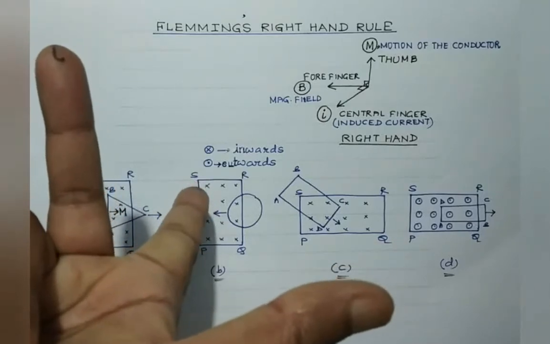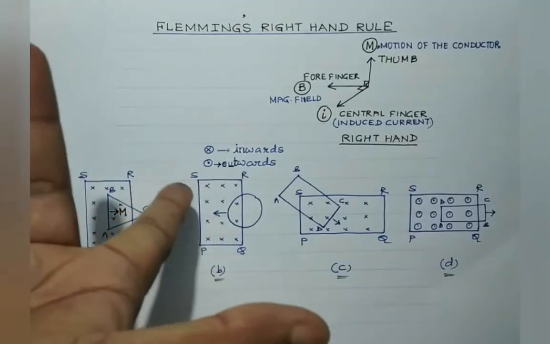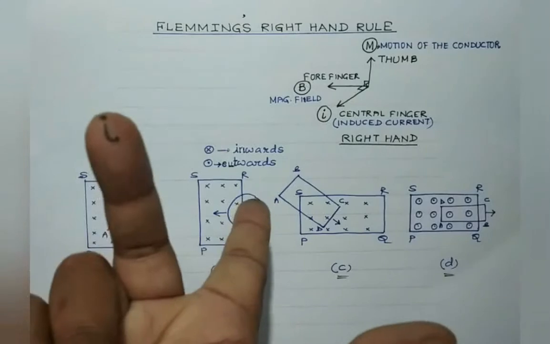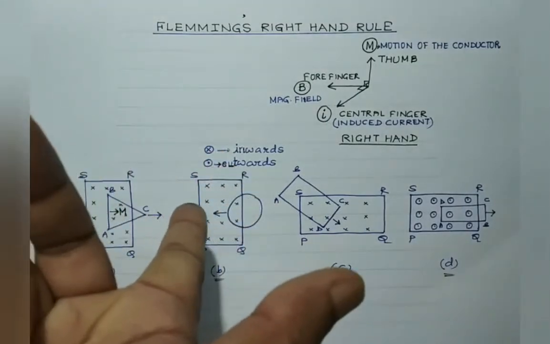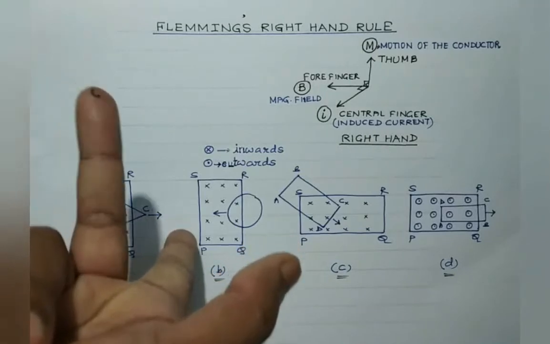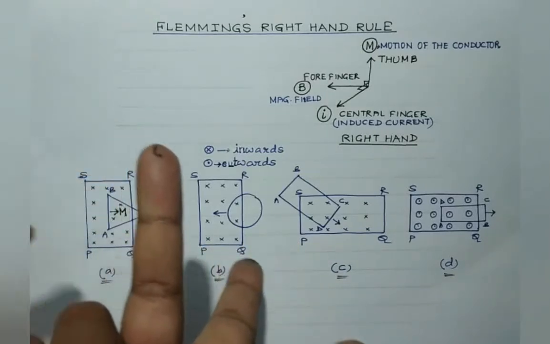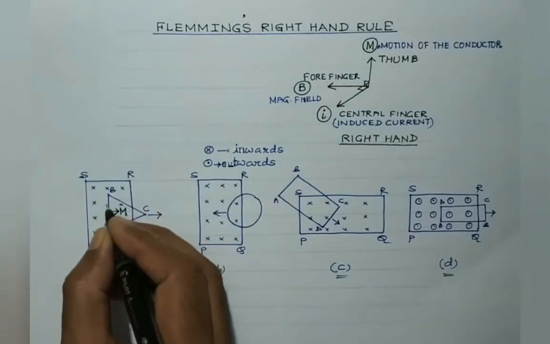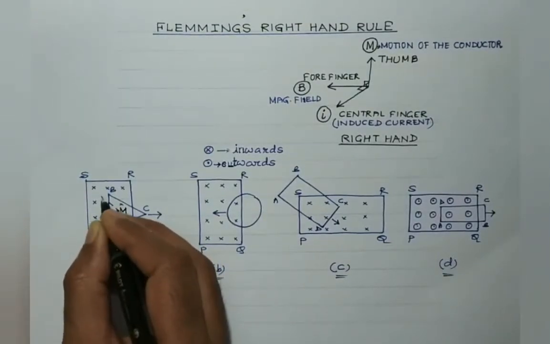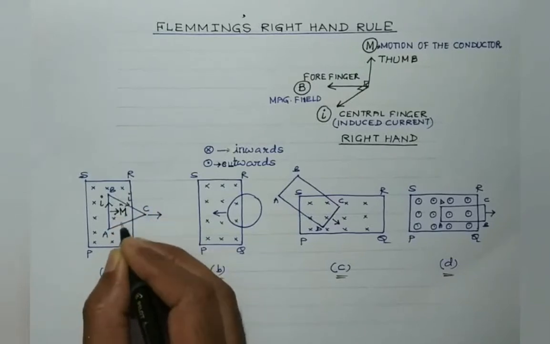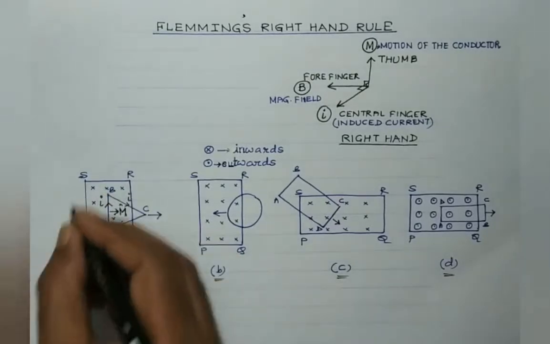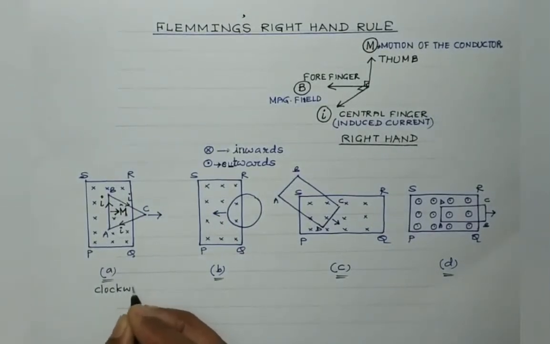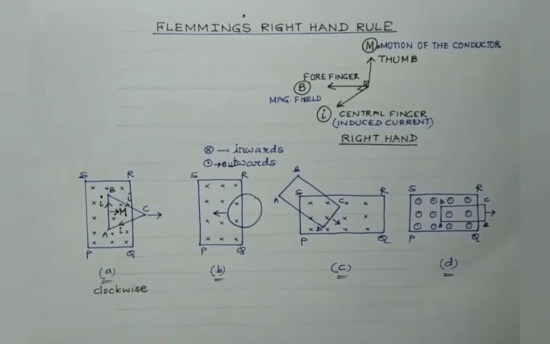So I made use of Fleming's right hand rule. The thumb represents the direction of the motion of the conductor, that is M. The forefinger represents the direction of the magnetic field, which is directed inwards, and the central finger, or middle finger of the right hand, represents the direction of the induced current, which in this case will be from A to B. So in the loop it will be in the clockwise direction. The direction of induced current in case 1 is clockwise.